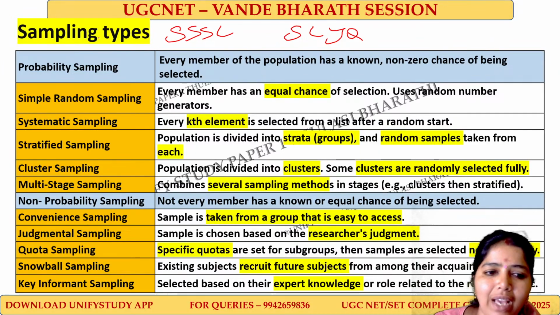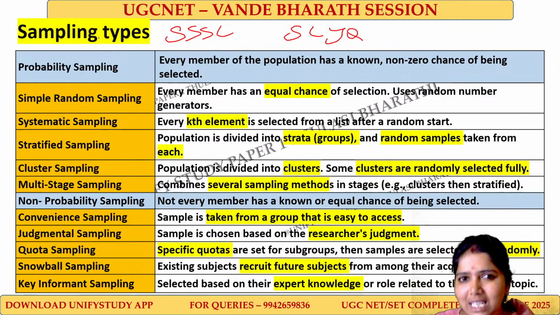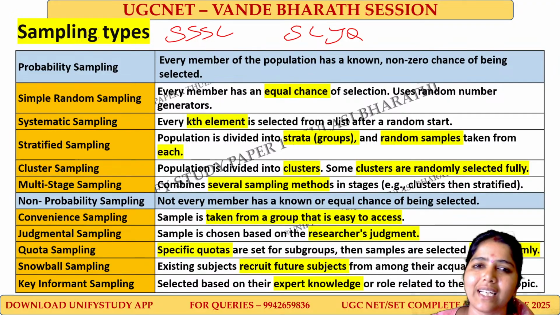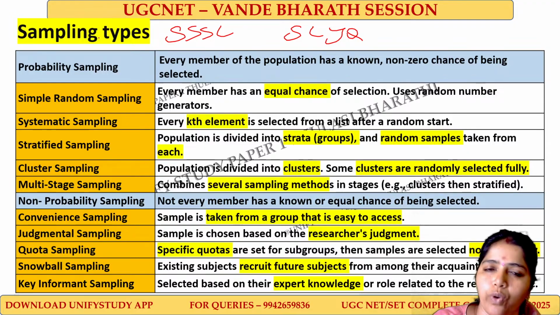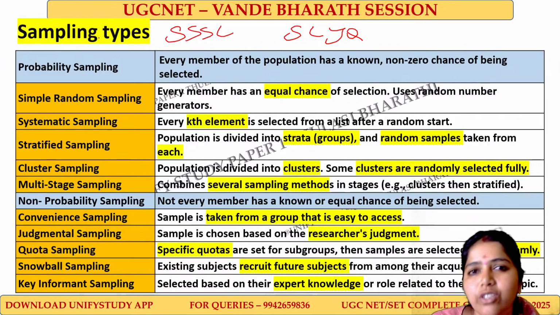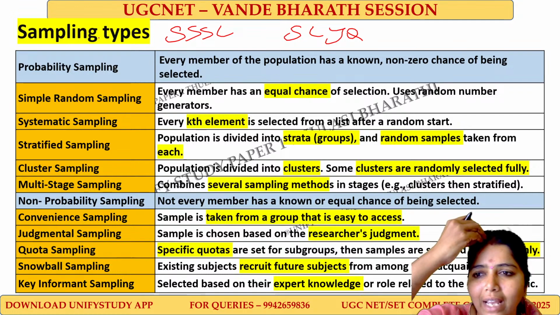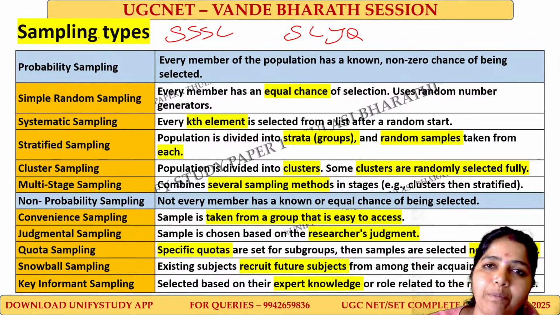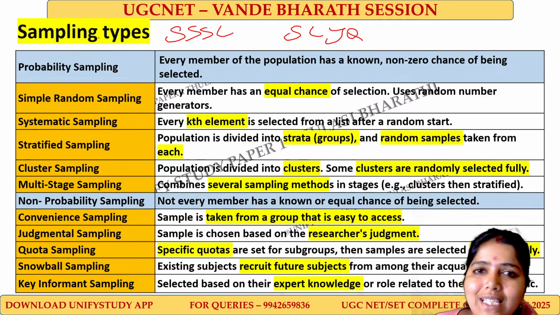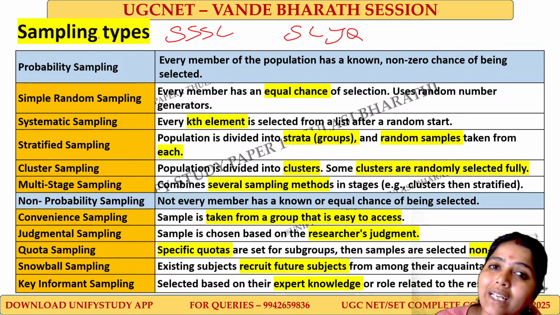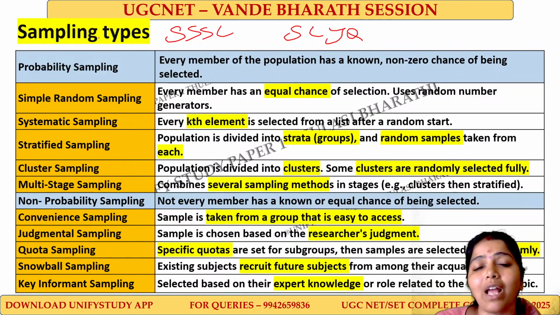Non-probability sampling: we have convenience, where based on the researcher's convenience I collect the data. But for my question, that set of people may not be useful, so the data will not be correct, and there will be bias. Judgment sampling means based on my own judgment and viewpoint, I select people. Quota sampling: I make groups, but I do not select randomly; in a non-random way, I select people.